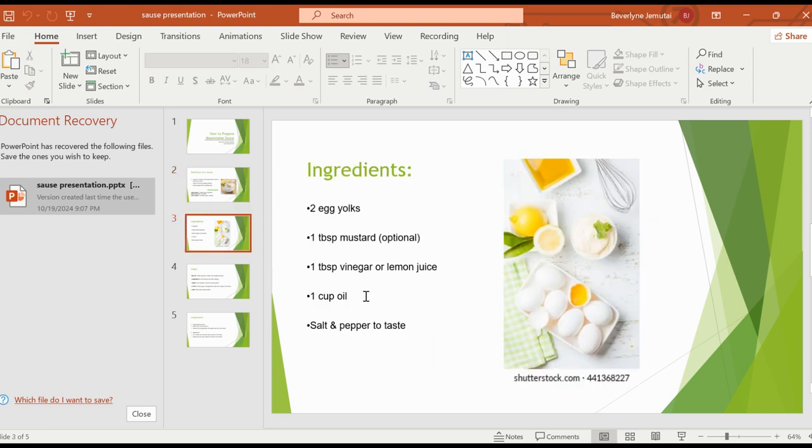Now we are going to see the ingredients used in making mayonnaise. Are you seeing anything on your screen? Can someone read for us?